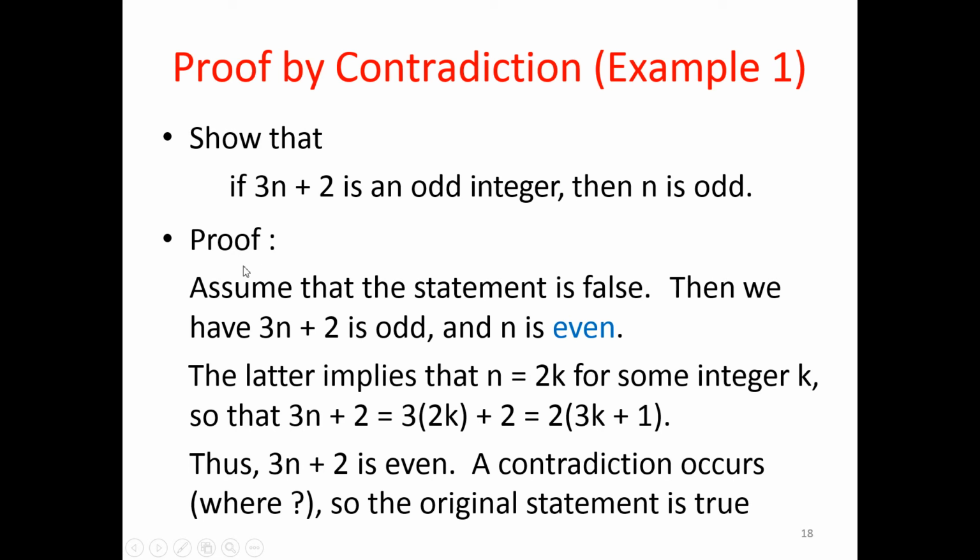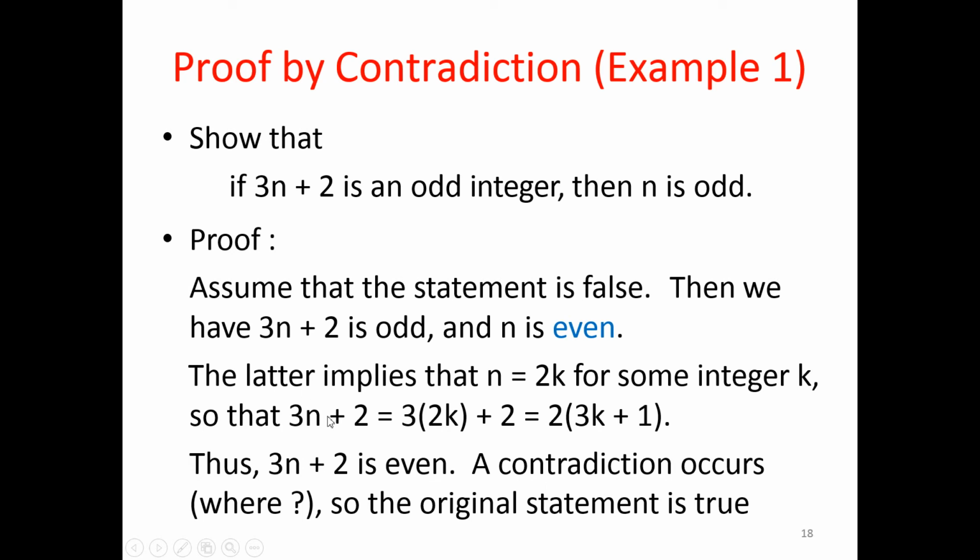So let's assume the contradiction, that is, the negation of Q. Let's assume that this statement is false, that is, the conclusion "n is odd" is false. So if "n is odd" is false, then n is even, and we have 3n + 2 is odd and n is even. Now the latter implies that n = 2k, that is, if n is even, then n can be written as n = 2k for some integer k.